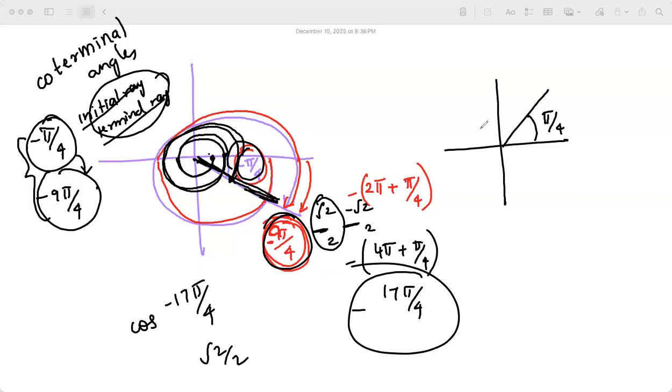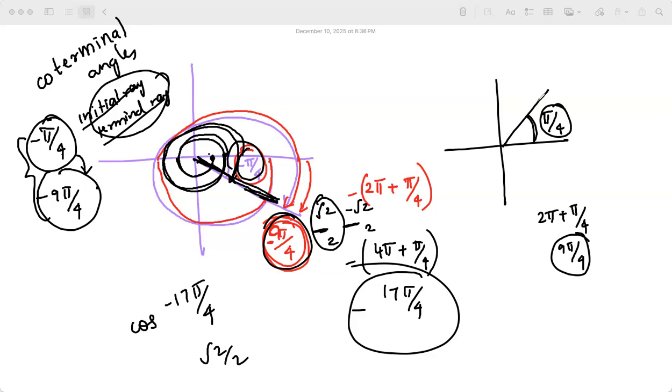See, there is a way to easily get it. What is the coterminal angle of pi by 4? Pi by 4 plus another 2 pi. Add 2 pi to it, right? Does it make sense? Yeah. 9 pi by 4 and pi by 4 are coterminal angles, because you just add one full circle, right? That's all.